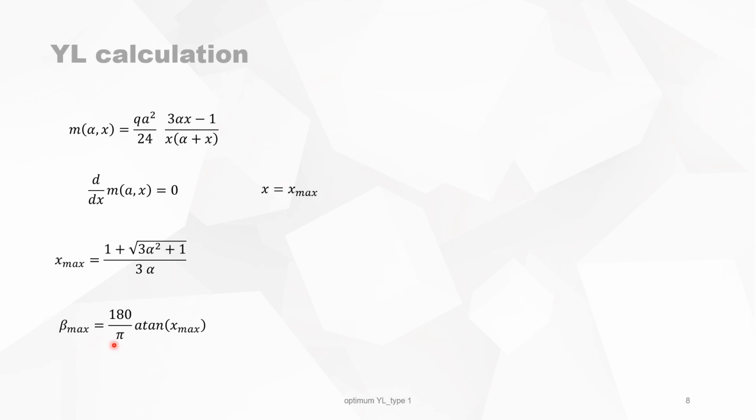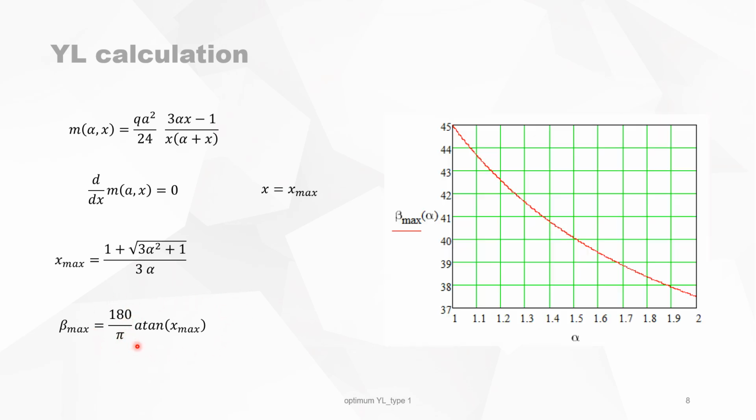Beta max expressed in degrees is then of course 180 divided by pi, times the arc tangents of x max. This is beta max in a graph. On the X-axis, it's alpha from 1 to 2, and beta varies from 37 to 45 degrees.